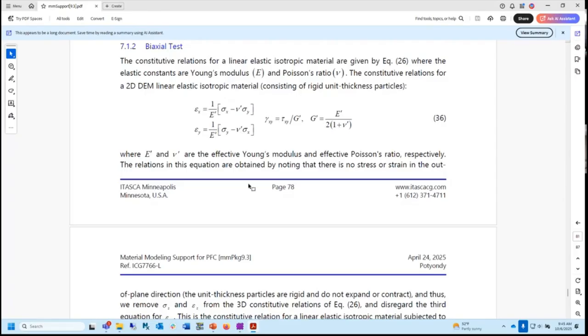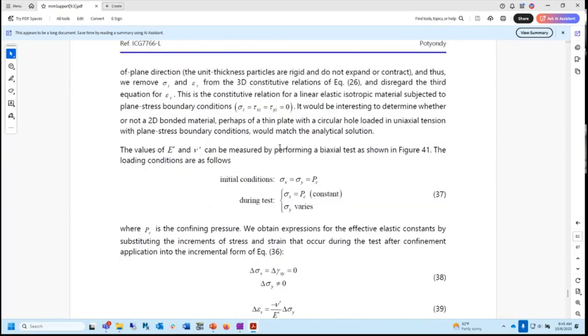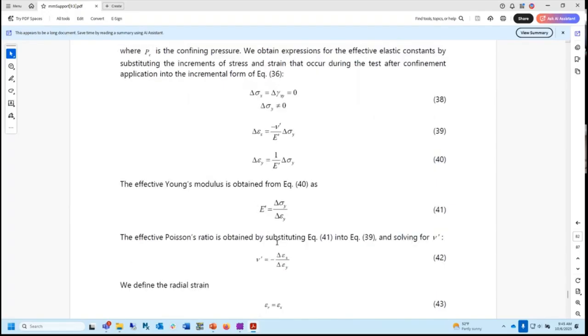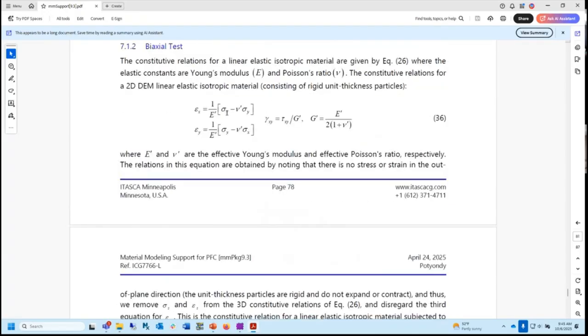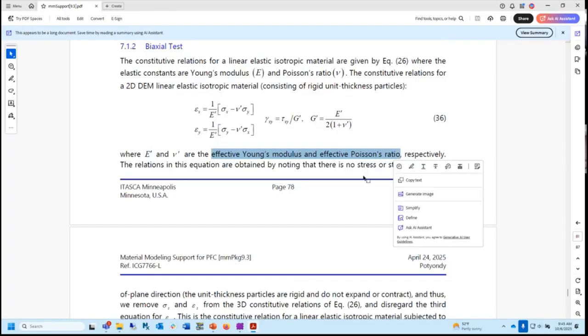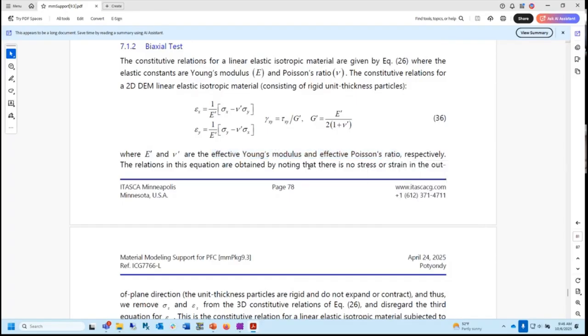And so you could basically then go through the same analysis we did before, and you could come up with, notice this thing, I'm calling it E prime and nu prime. I'm going to call this the effective Young's modulus and the effective Poisson ratio, because it's not exactly the true one. It's the thing you get from a 2D discrete element model. End of story.